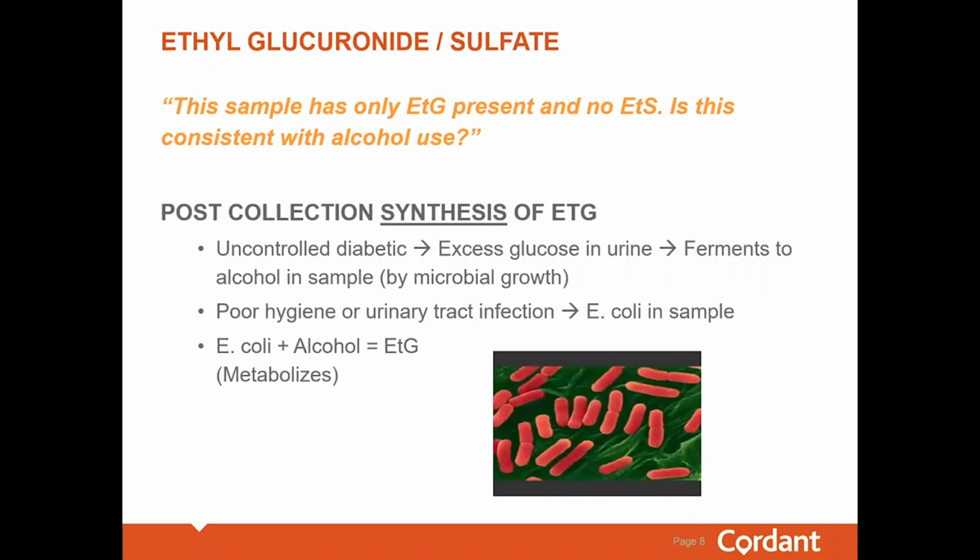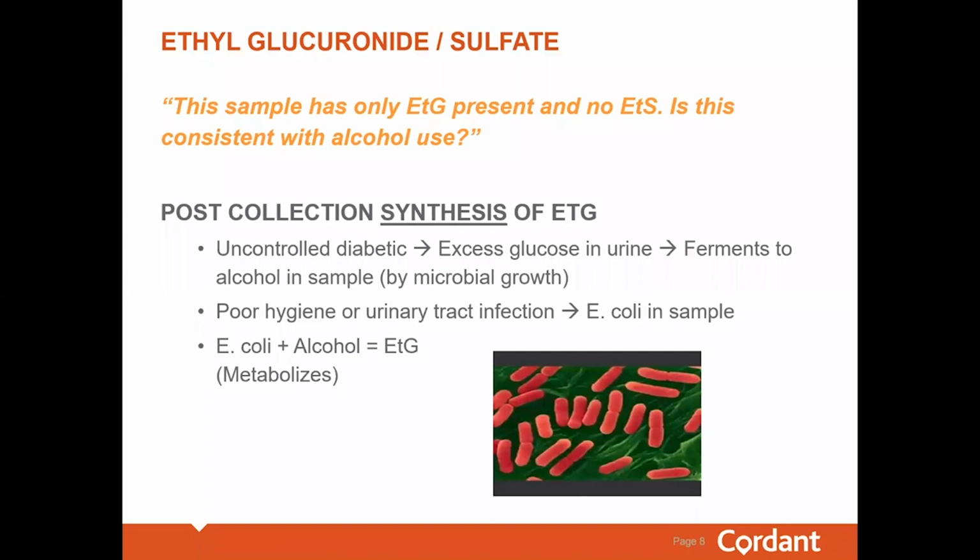So let's take the first one. There is a known phenomenon for the potential for post-collection synthesis of ETG in the urine sample. That is when a sample that did not initially contain ETG from the person ingesting alcohol, but instead was created within the sample after collection. In order for this to occur, there has to be a very specific set of criteria. In this scenario, the uncontrolled diabetic would be dumping excess glucose into the urine, which would then ferment to alcohol in the sample by microbial growth.